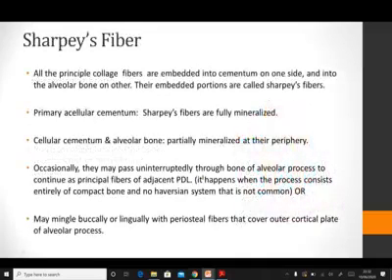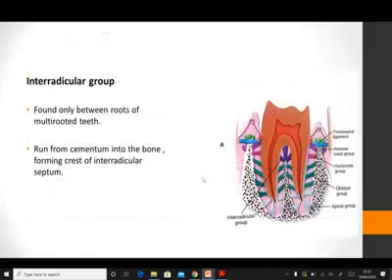So this was all about the principal fibers of the periodontal ligament. You need to know what principal fiber groups are, how many types of principal fiber groups are present within the PDL, how they are arranged, and how you see them on a section of the tooth. You also need to be very good at drawing this figure showing all of these principal fiber groups on the section of a tooth.